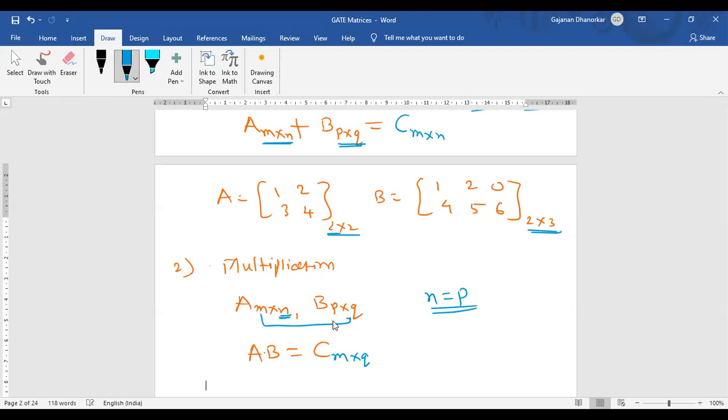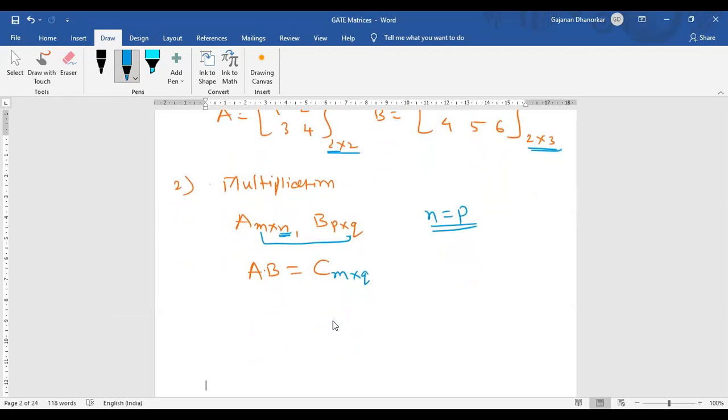Okay, this is just the preliminary part of matrices. Here you can just warm up. I will take one example. A is equal to 1, 2, 3, 4. And I will take this B matrix.